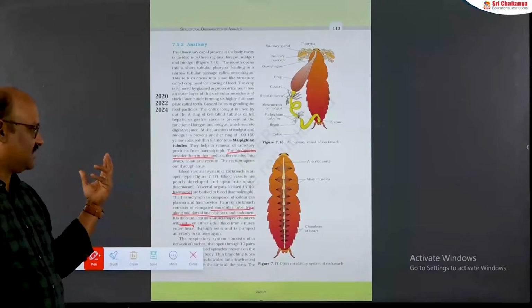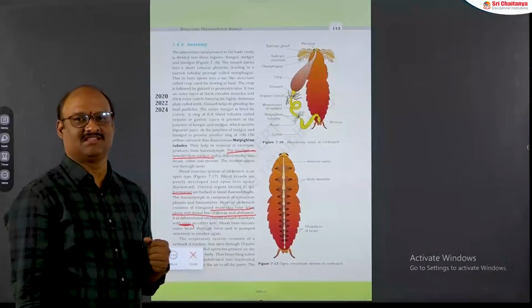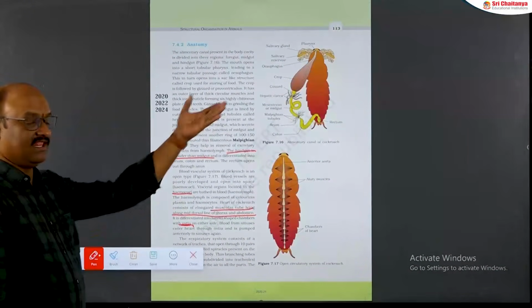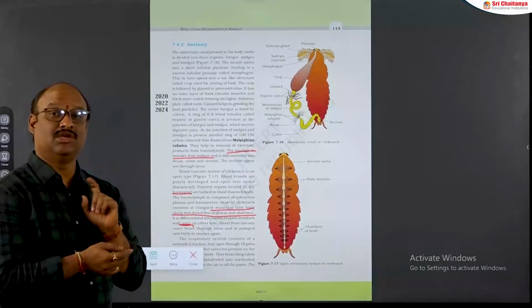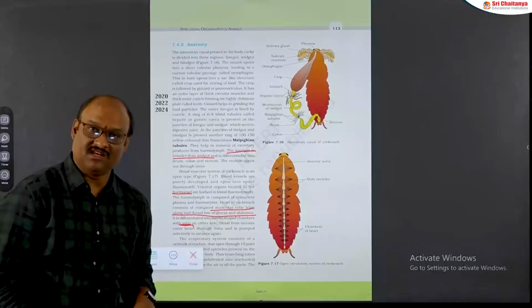These things we have to concentrate on well here: the position of the heart and the chambers which are present inside the heart. So, please concentrate on those particular points here. And the heart of the cockroach is a neurogenic heart, because we are going to discuss the heart of the frog later, which was given in the NEET examination.